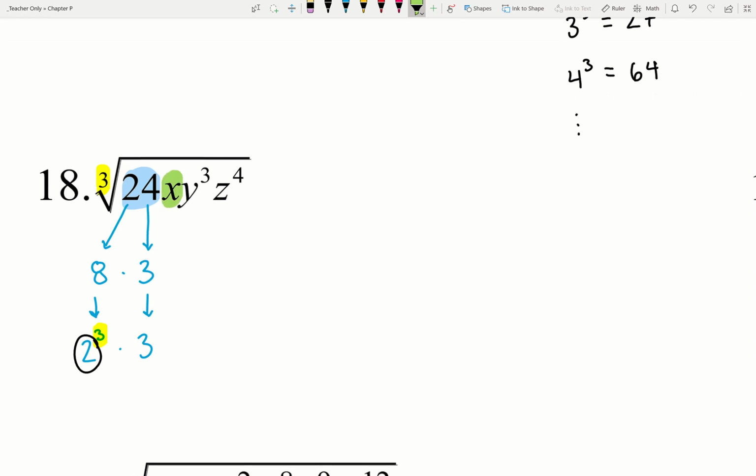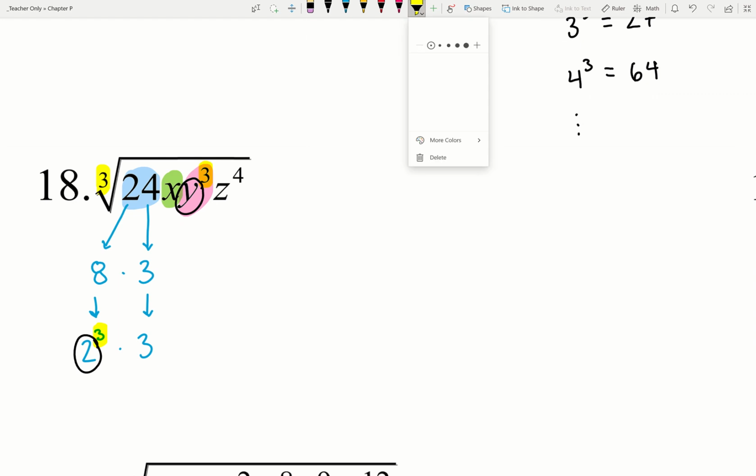Moving right along, we have an x term here. X does not look like it has enough money to leave the root, unfortunately. It does not have an exponent of 3 on it, so we're going to go ahead and leave that under the radical whenever we write our final result. Moving on to the y's, it looks like y does have enough money to leave the root because it does have an exponent of 3, and that matches the index of our root there, so we'll go ahead and write that.